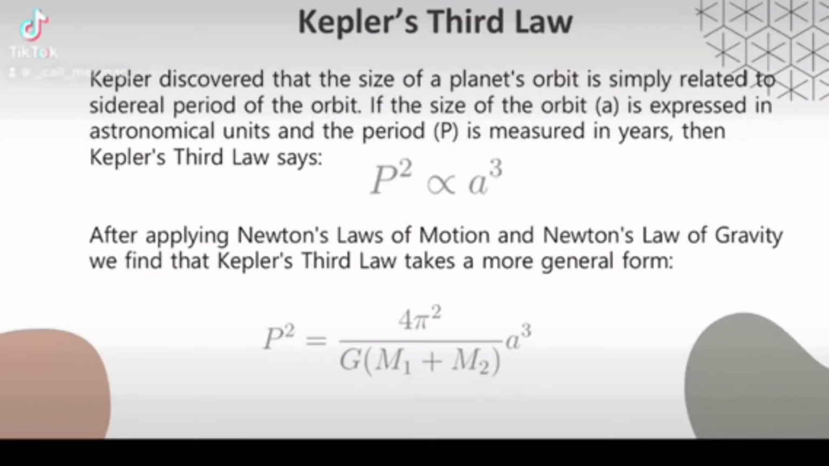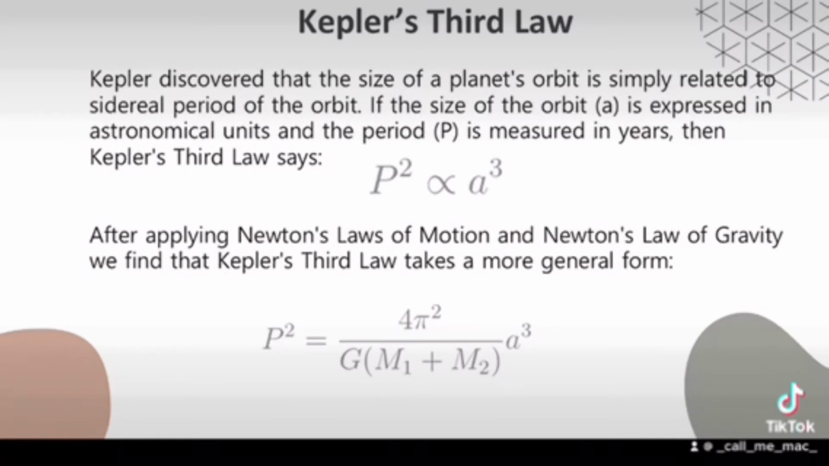Kepler's third law. Kepler discovered that the size of a planet's orbit is simply related to the sidereal period of the orbit. If the size of the orbit a is expressed in astronomical units and the period P is measured in years, then Kepler's third law says that the square of the period is proportional to the cube of the semi-major axis of the orbit.